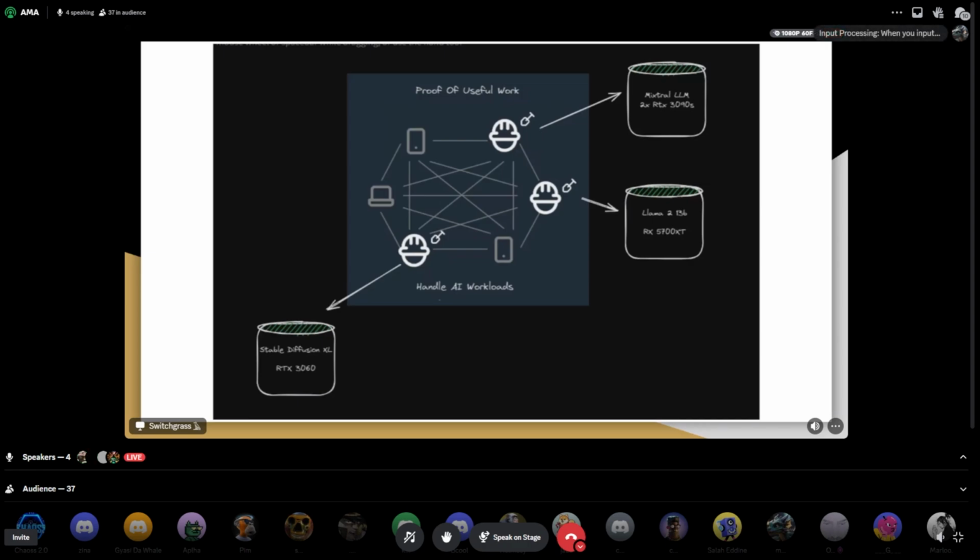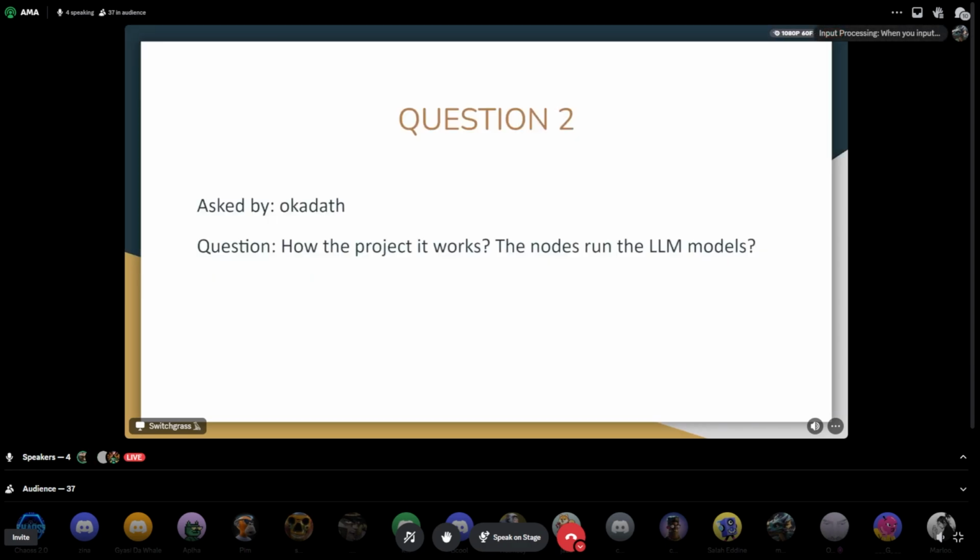That sounds great. I'm going to move on to the next question, which is from Okadeath. The question is how the project works. The nodes run the LLM models.